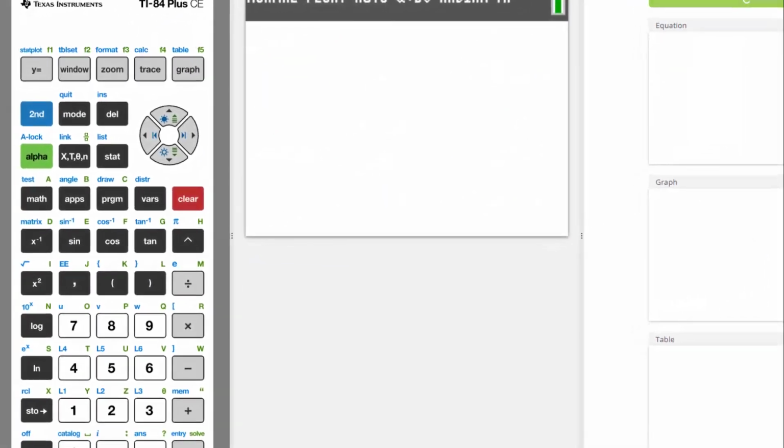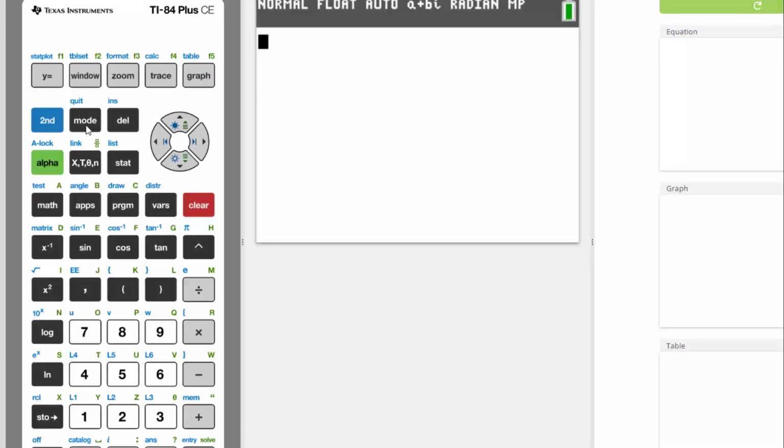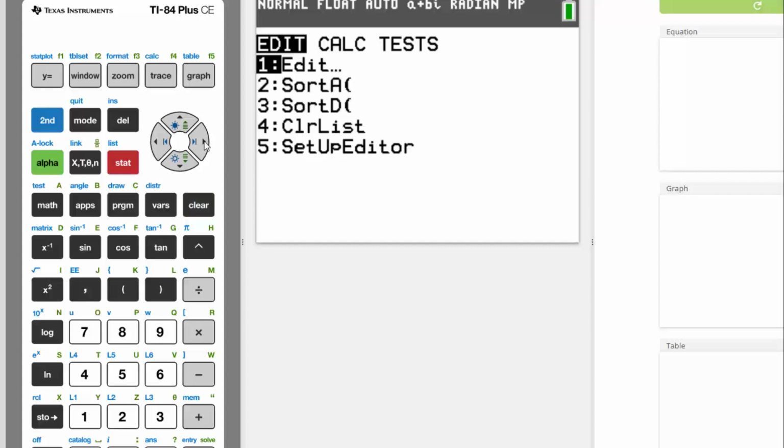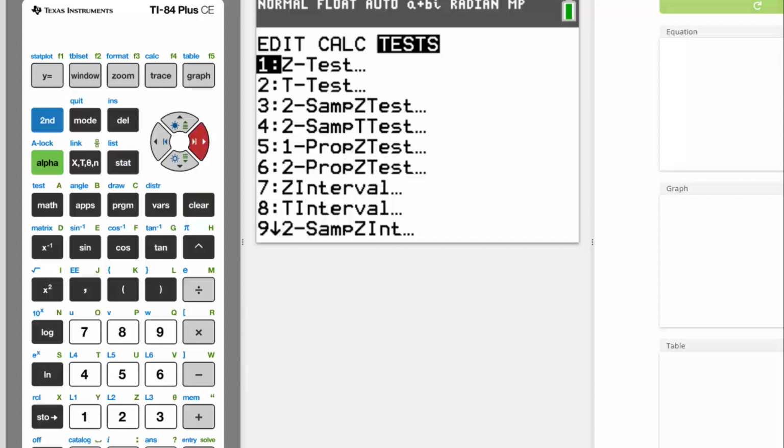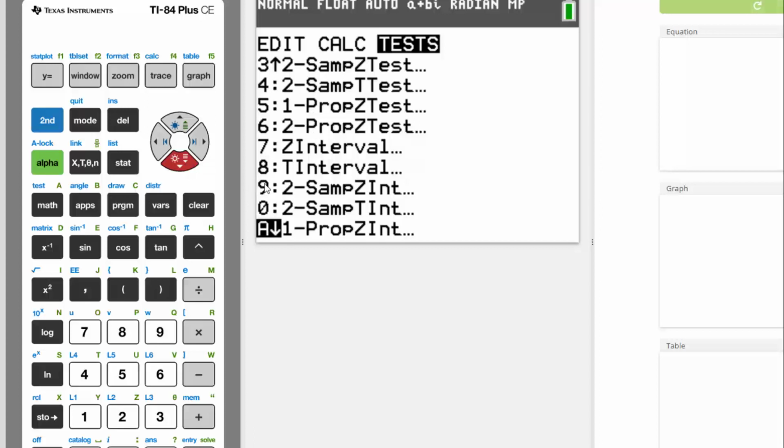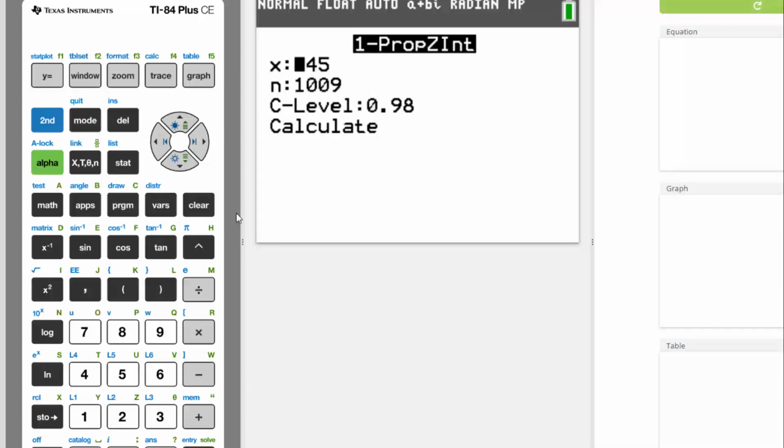So when we have our calculator here, I'm going to go to Stat, go to the right to get to Test. Underneath Test, I want to go down. Some calculators have more options than others, but I don't want that Z-test. I want to go on down and just keep going until I get right here to A, one proportion normal interval. Okay, that's really what that is. Then we'll hit enter. This is where you enter the numbers.